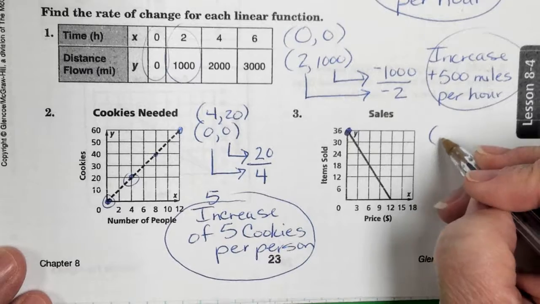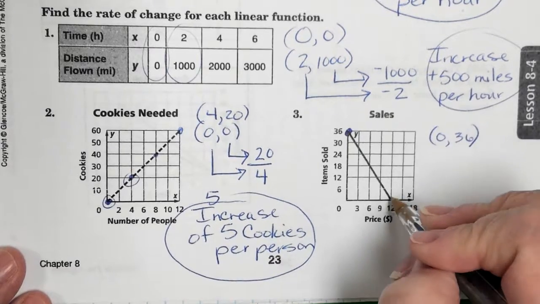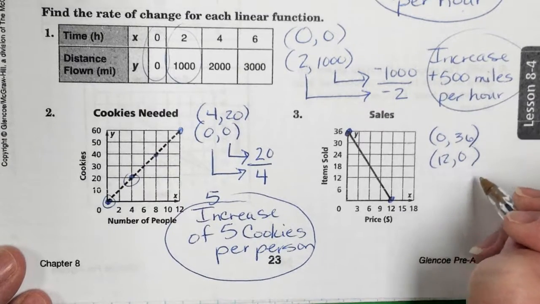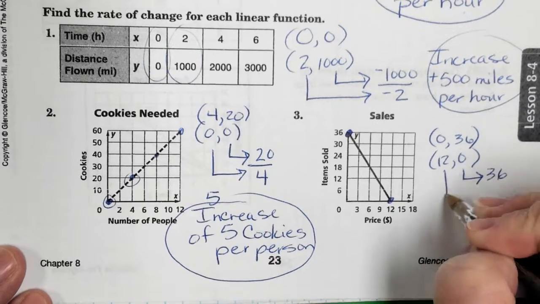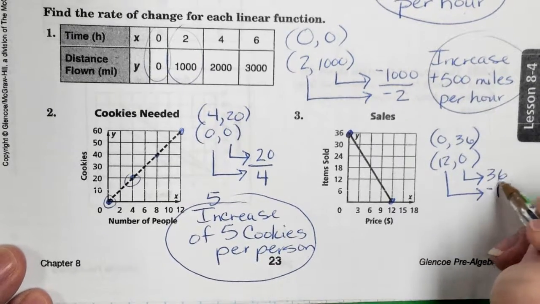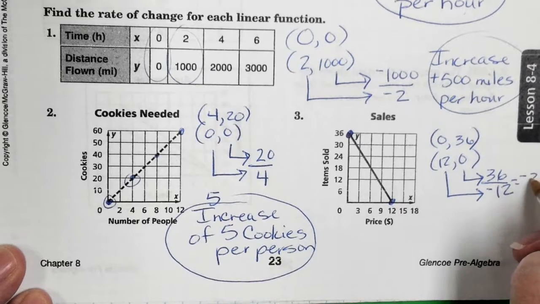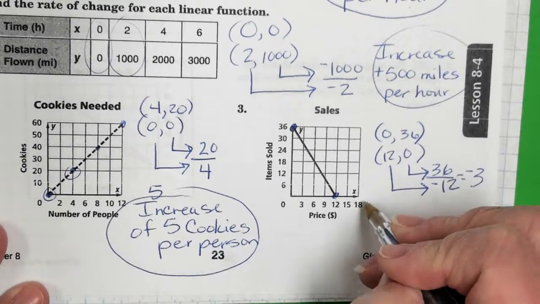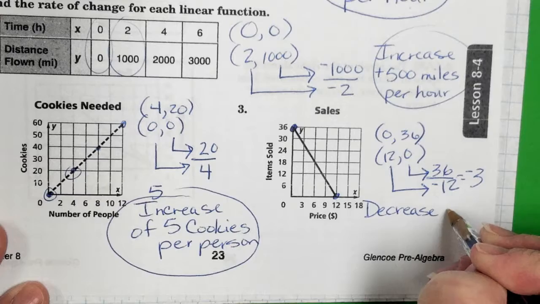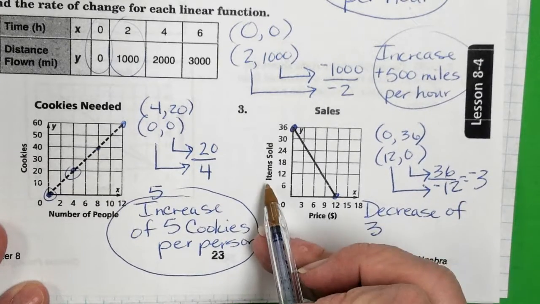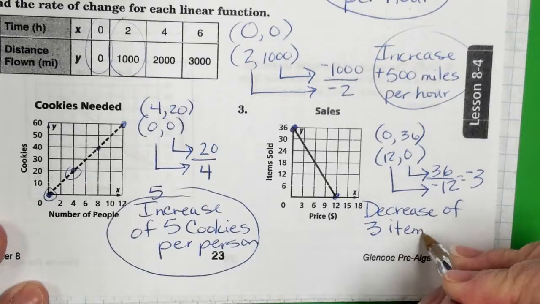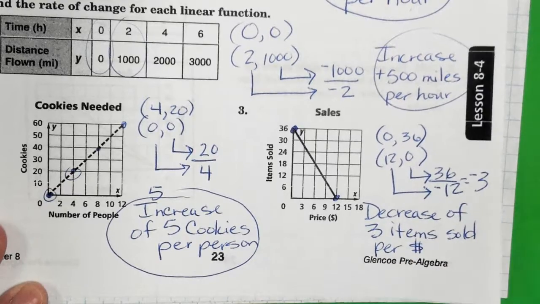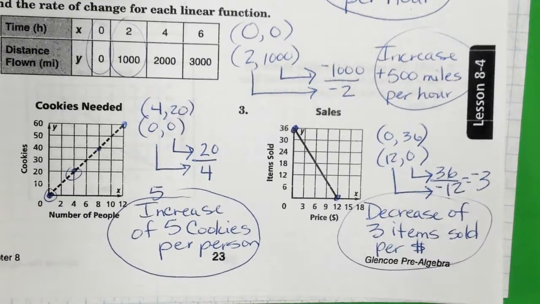Looking at this graph for number 3, I'm going to use this point right here, which is 0, 36, and this point, which is 12, 0. Y minus y is 36. X minus x is negative 12, which simplifies to negative 3. Because that's negative, we know it's going to be a decrease. So decrease of 3 items sold per dollar. There's my answer.